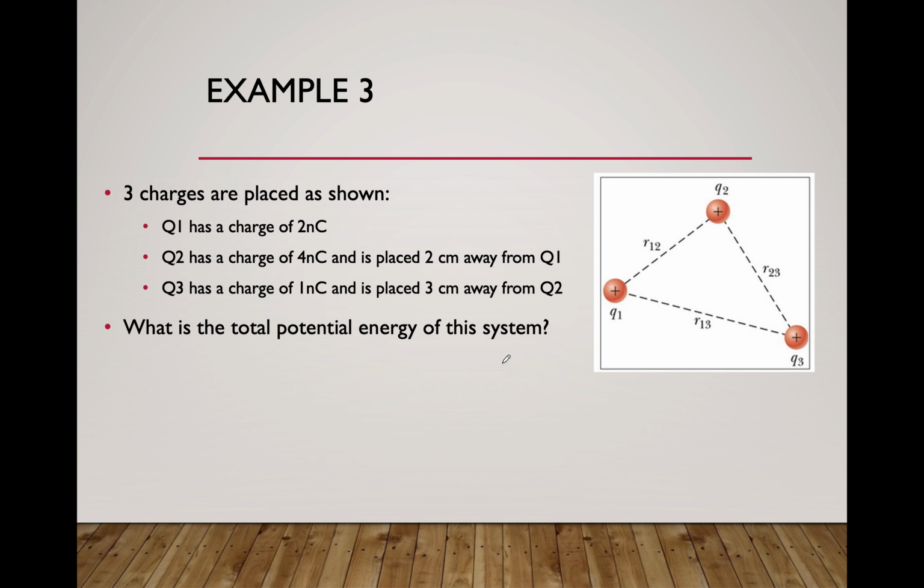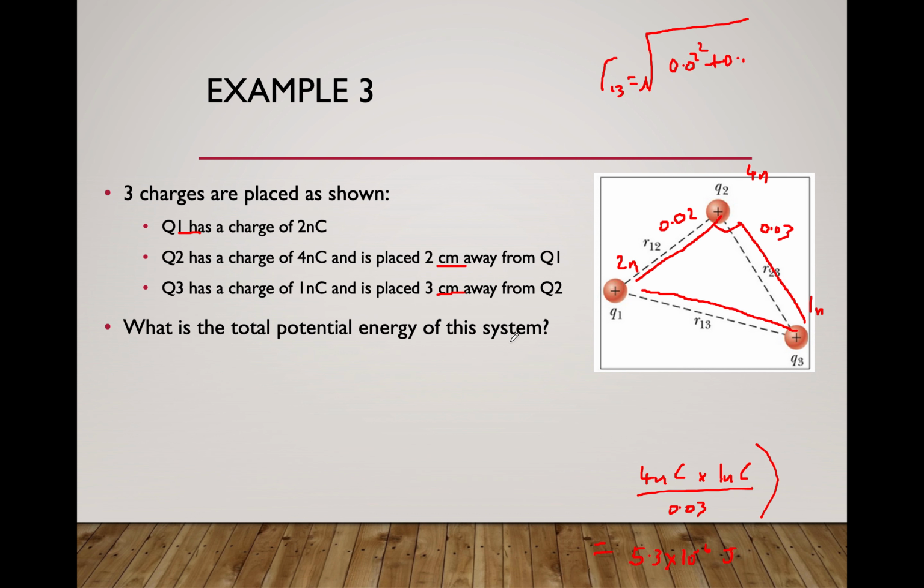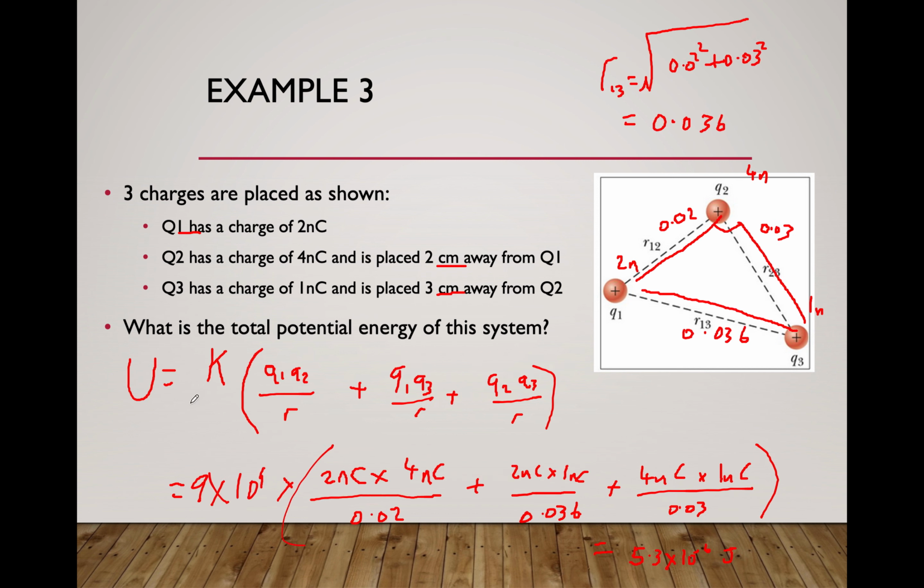Here is another example. We have 3 charges in a triangle. You have to find the total potential energy of this system. You do the big formula here: K, Q1, Q2 over R, plus Q1, Q3 over R, plus Q2, Q3 over R. We know K is 9 times 10 to the 9, and multiply the 2 charges together. Remember nano is minus 9, put that into your calculator as minus 9. And you do that between each of the distances.